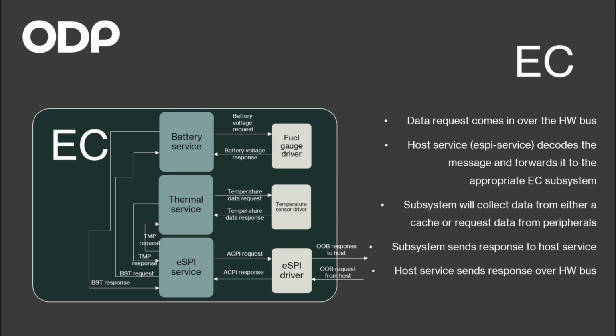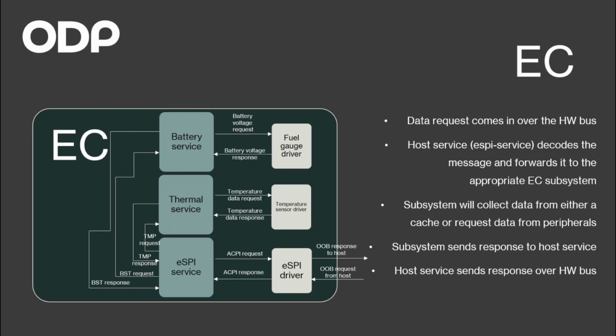Okay, so now let's look at the secure EC side. The data comes in over the hardware bus. For the demo, specifically as an eSPI out of band or OOB message. The host service, in this example called the eSPI service, releases the hardware bus, decodes the message, and forwards the request to the appropriate subsystem within the EC using our ODP IPC that's part of our EC suite of firmware tools. If a battery request is received, for example, that request gets forwarded to the battery subsystem.